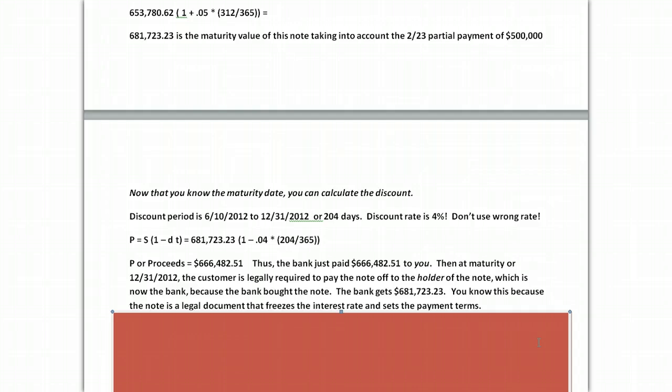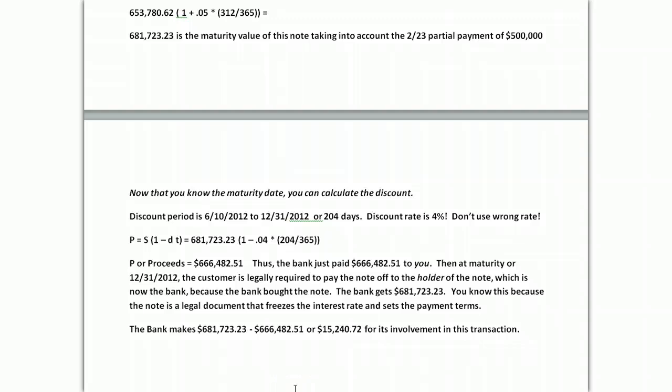And then the bank has to wait until the end of the year to be paid by your former customer. Okay, so at the end of the year, your former customer pays off the note to the bank now, and the bank that has already paid you 666,000 and change collects 681,723.23, which you should recognize. Come back up here. It's the maturity value of the note.